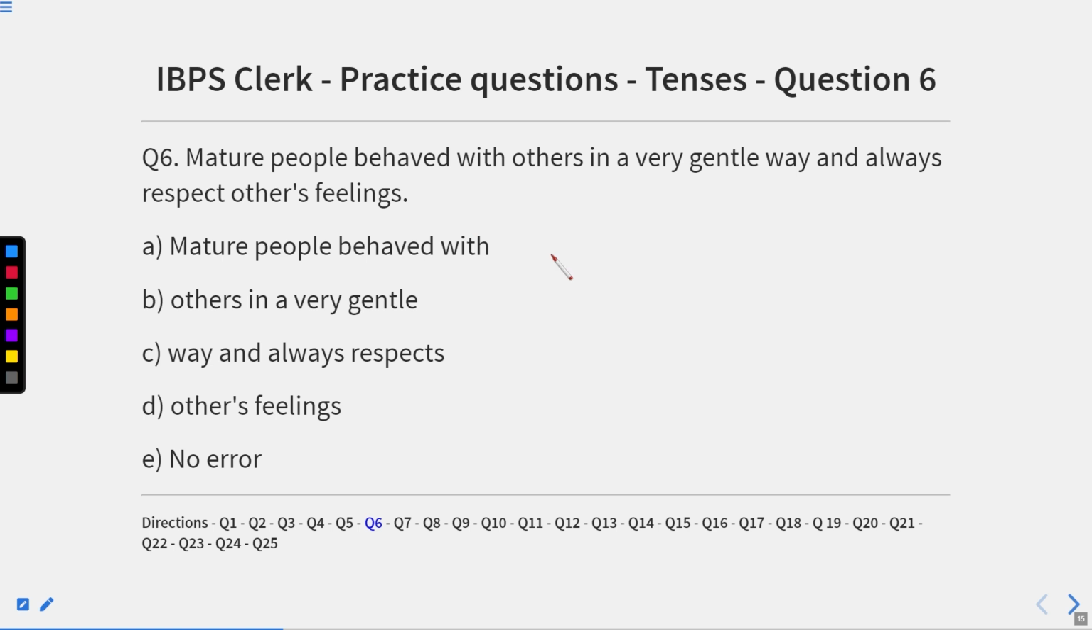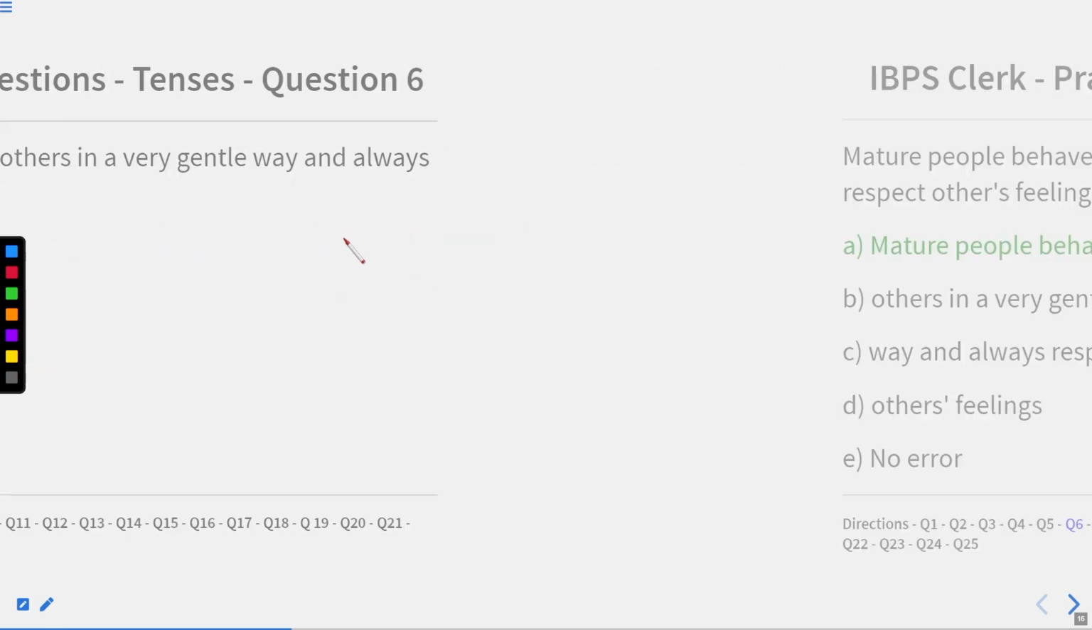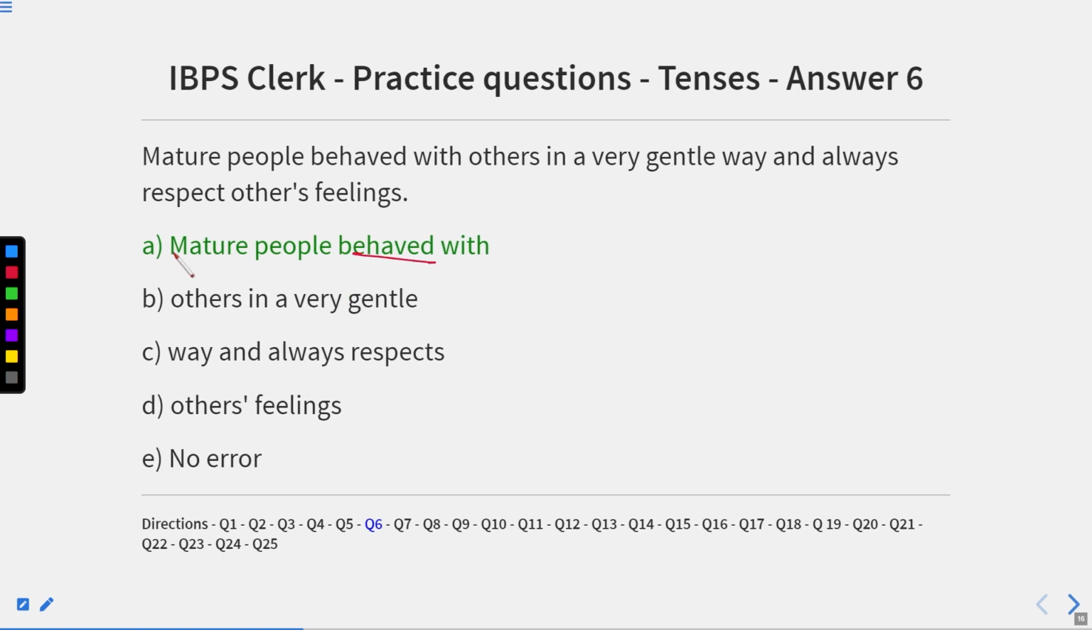Now here again we can see in a very gentle way and always respect others' feelings. Always refers to something which happens all the time or which always repeats. So this sentence is incorrect. Here behaved should be replaced with the word behaves. A is the correct answer because this part contains the error. That is it. So our answer is part A. Now let us move to the next one.